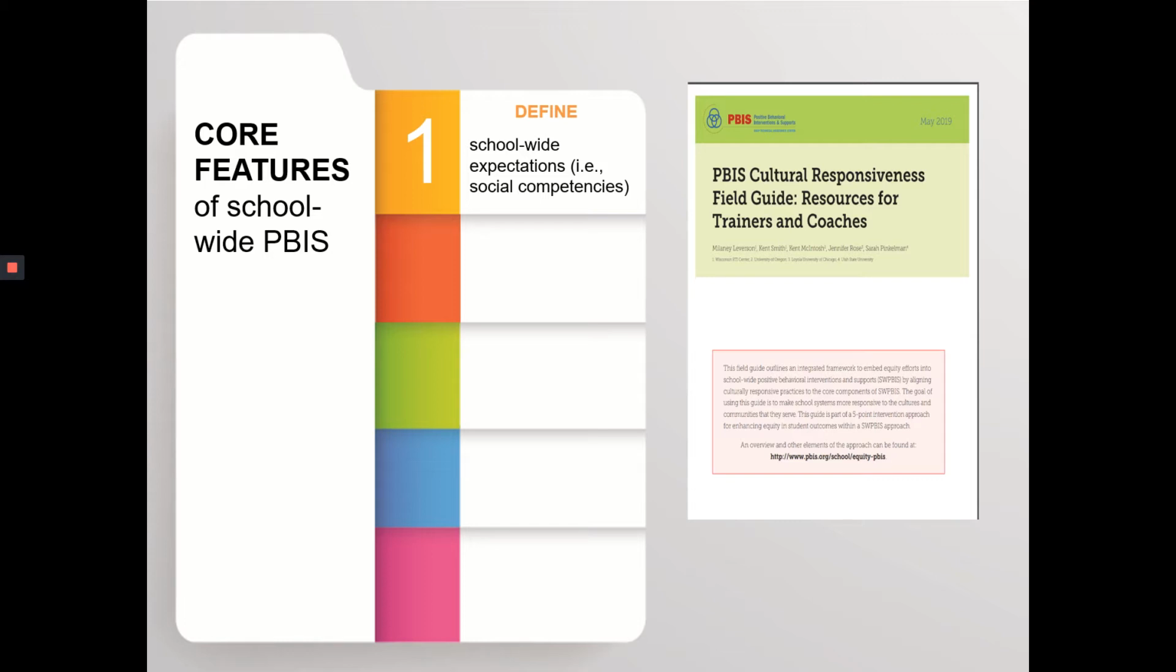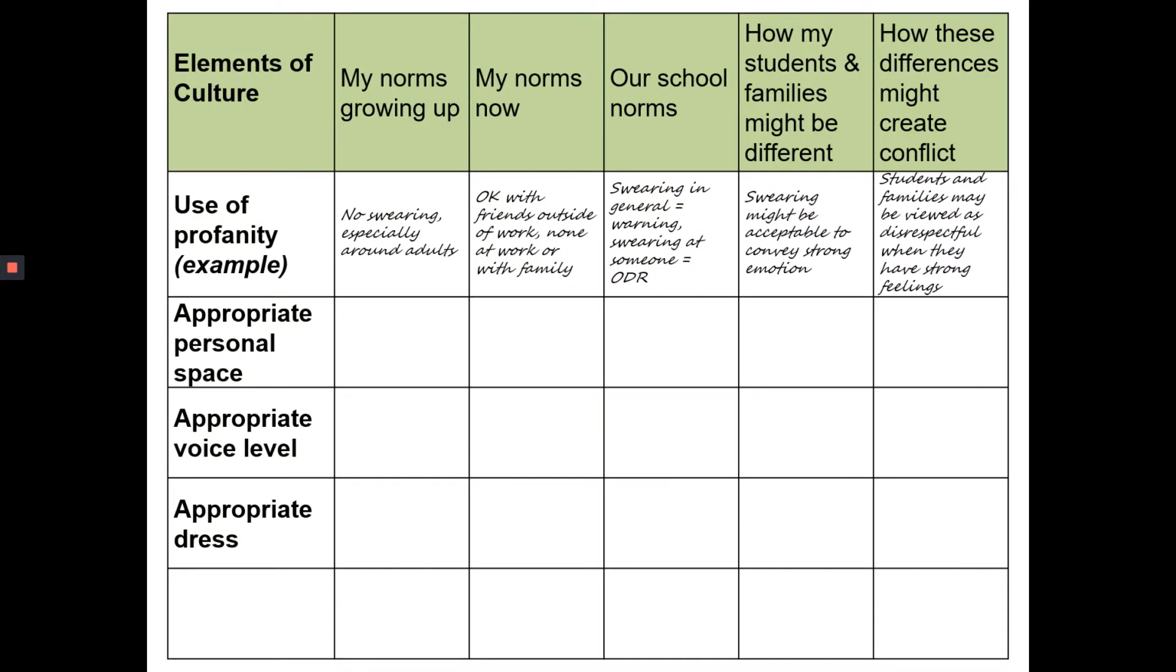I also wanted to give you the resource that this activity comes from, which provides more details on how to use it. I will provide a link here on the bottom of the page, and it's called the PBIS Cultural Responsiveness Field Guide. I want to give you next an example of how to use this activity. First, I'm going to walk you through the tool itself, and as we go through this, I'll give you some tips on how you might use this with your group or for yourself.